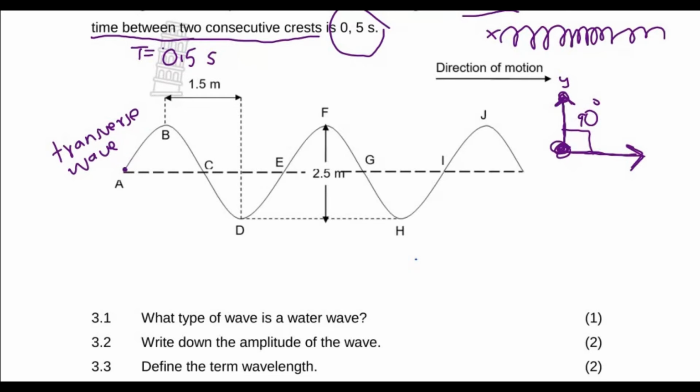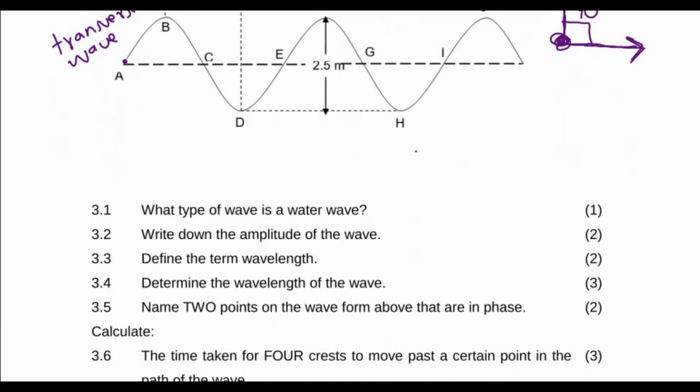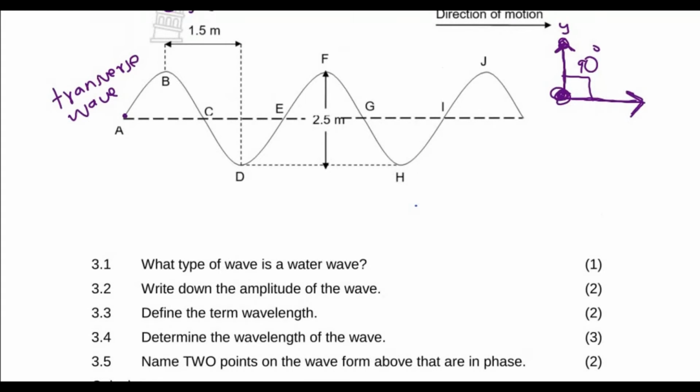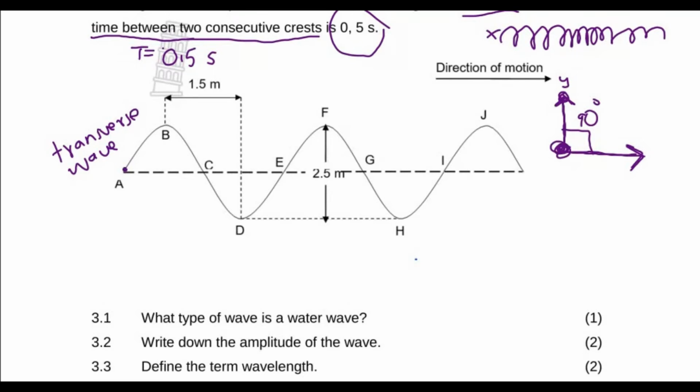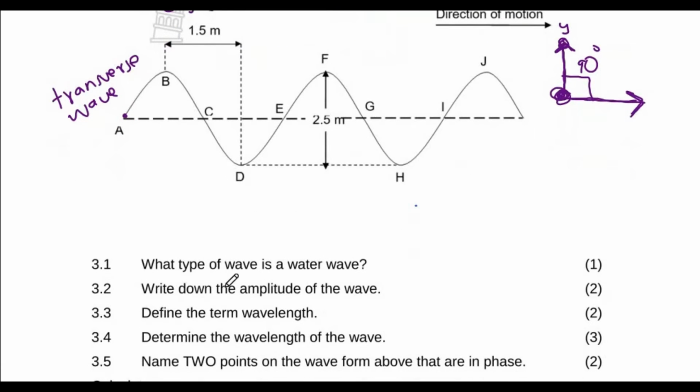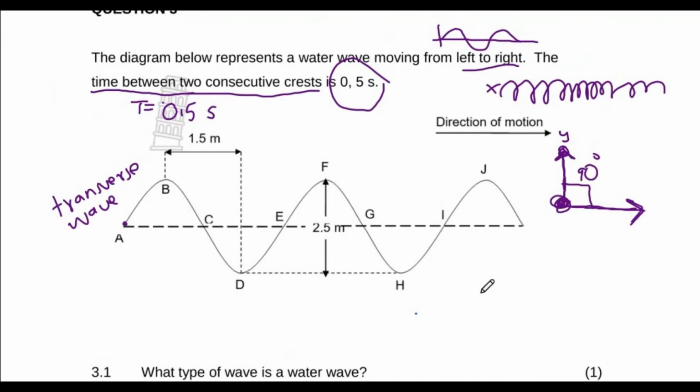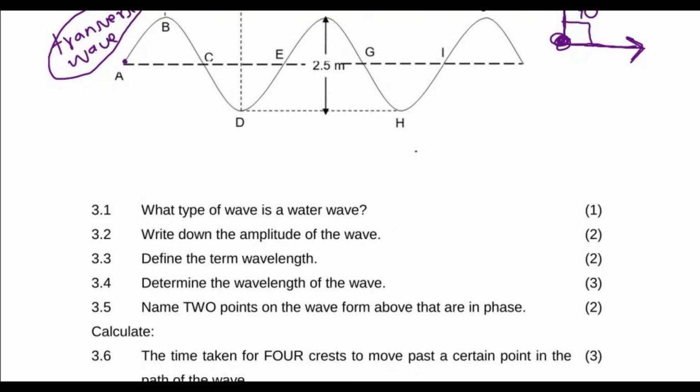So, question 3.1. Are we done? We're just analyzing this diagram. I think for now we are. What type of wave is a water wave? We are told that this diagram represents a water wave, and we've already demonstrated and explained that it is actually a transverse wave. So we'll just write there that the water wave is a transverse wave.